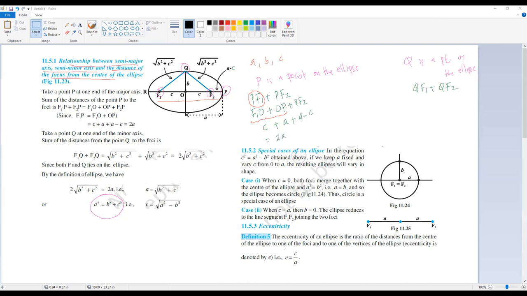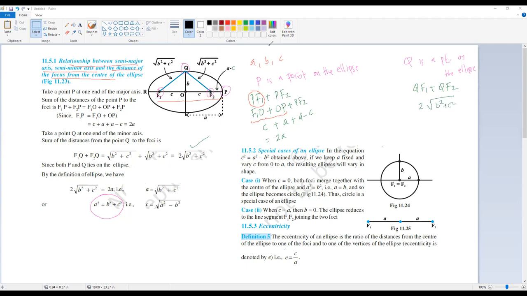So I took a point P which is at the end point of the major axis, a vertex that lies on the ellipse. The sum of the distances from the two fixed points we took came out as 2A. Now look at QF1. We know this distance is B and this distance is C, so this is under root B square plus C square, because of the Pythagoras theorem. And this is also the same, under root B square plus C square. If we add both, you will get 2 under root B square plus C square.